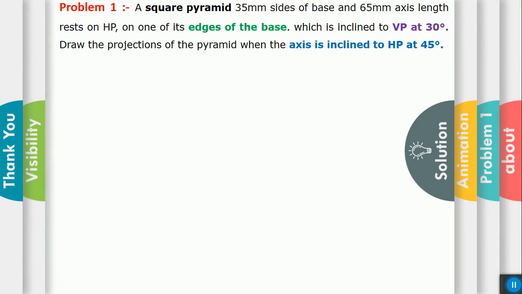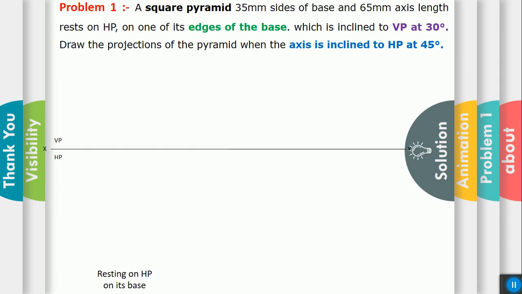Students, let's move ahead with drawing. We will solve the given problem in three positions or three steps. In the first position, we will draw the top view of square pyramid in such a way that square pyramid will be resting on its base on horizontal plane.